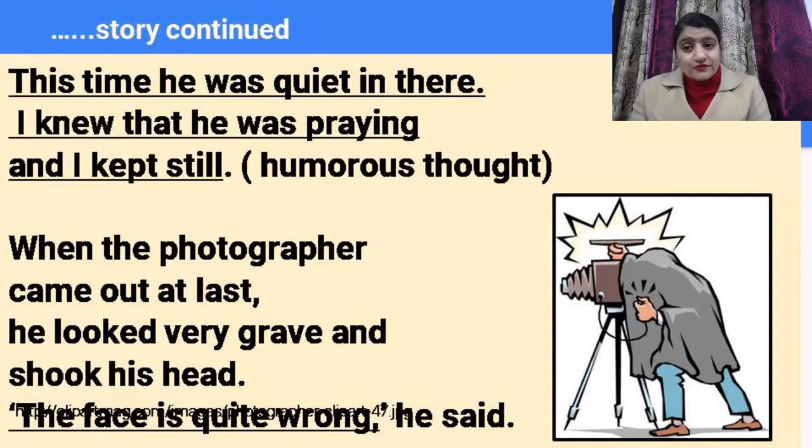So when the photographer came out at last, he looked very grave and shook his head. "The face is quite wrong," he said. So the photographer was still not happy with what he was able to see through the lens of the camera.